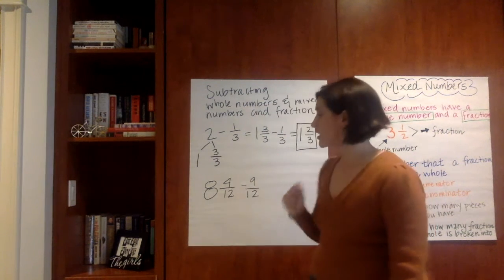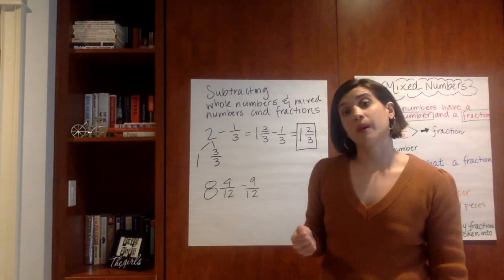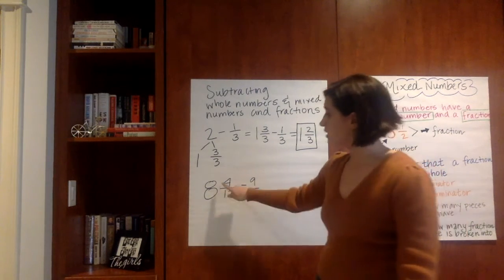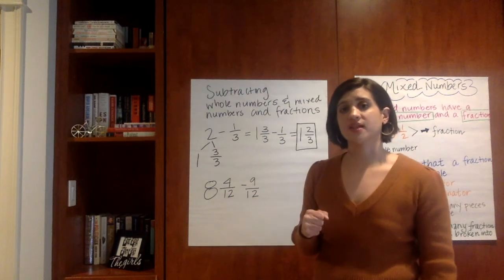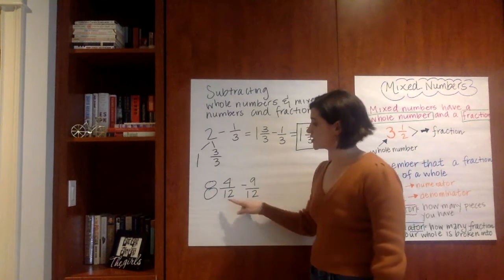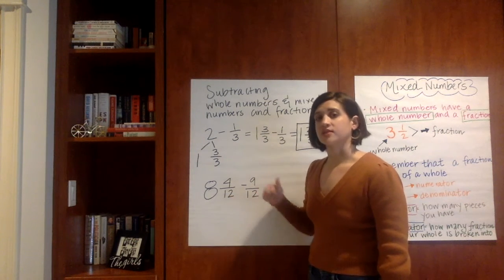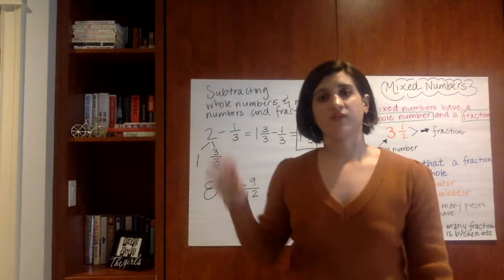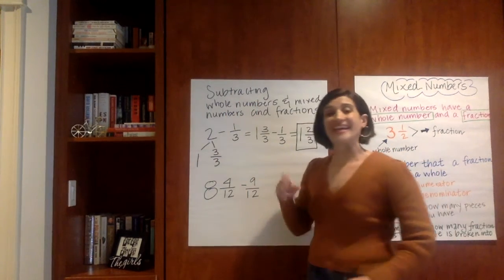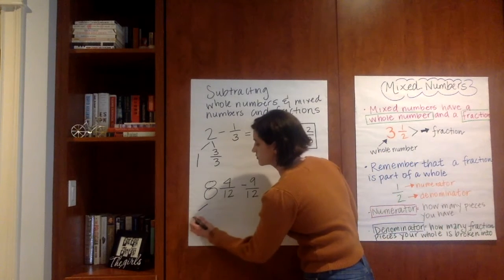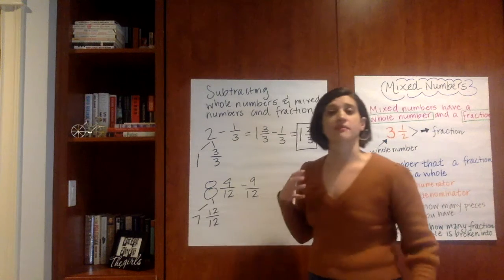So I go back and I think, what can I do to help me subtract? And I remember that I know that I can convert my whole number into a mixed number. And I ask myself, what fraction with a denominator of 12 equals 1? And I know that it's 12/12. Why? Because if I have all my pieces, I have one whole. So 8 becomes 7 12/12, which remember is the same as 8.